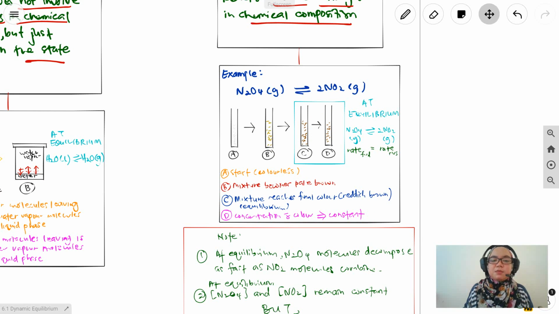However, now at B, the N2O4 started to decompose to NO2 gas. So now the mixture becomes pale brown. So now the N2O4 has started to decompose to form 2 mole of NO2 gas. Okay, at C, now the mixture has reached the final color, reddish brown, and it has reached the equilibrium state. Why?